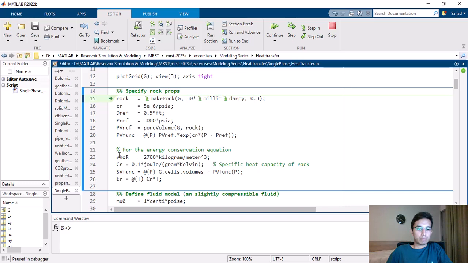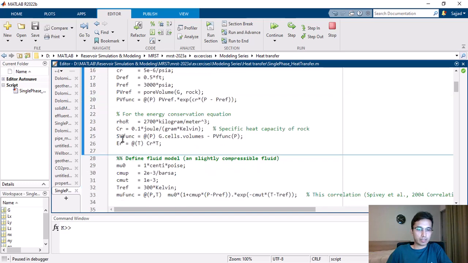So some data about the rock. Here we have an anonymous function to calculate the rock internal energy, which is calculated in this way: the multiplication of the rock specific heat capacity and the rock temperature. All right.